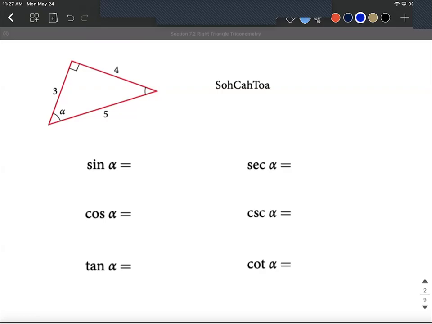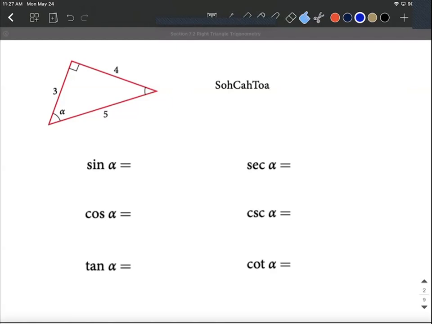Okay, we're given a right triangle and asked to find all six trigonometric ratios. So to do this, what I'm going to do is use SohCahToa. So sine is opposite over hypotenuse, cosine adjacent over hypotenuse, and tangent is opposite over adjacent. That'll give us these three on the left-hand side. And then as long as we know our reciprocal relationships, we can find the three on the right-hand side.